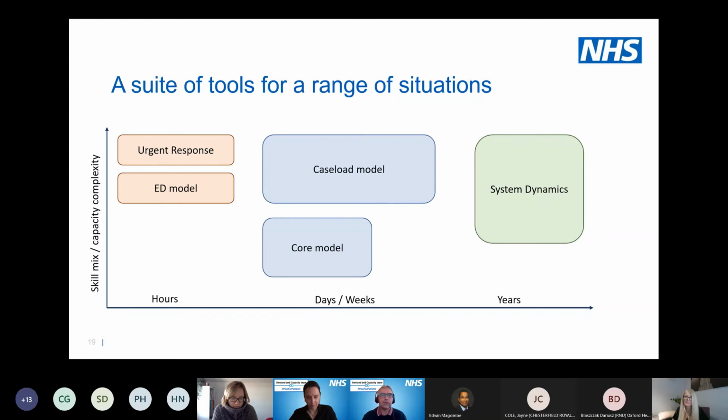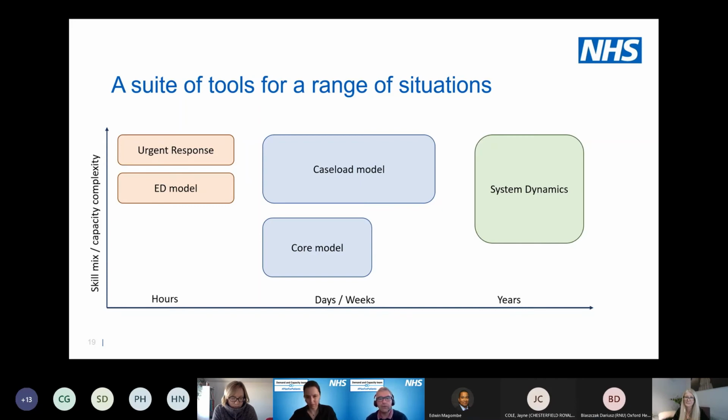And so just then looking at the models that are available in terms of part of a suite of tools. The caseload model is one of those tools that are available that cover a range of different service delivery requirements, from the urgent response and ED models for those services requiring forecasting and prediction covering a period of hours, through to the caseload model that we've looked at today and the core model, which you'll be able to hear more about in the webinar on Thursday if you're joining us for that one, or watch the recording of it afterwards.